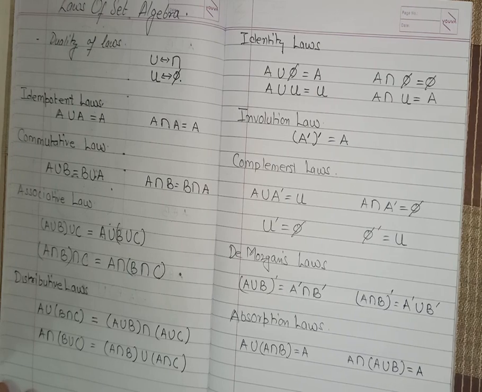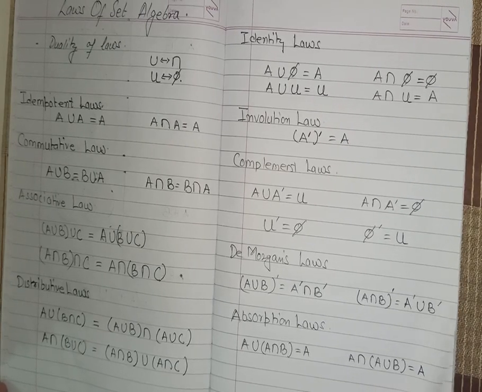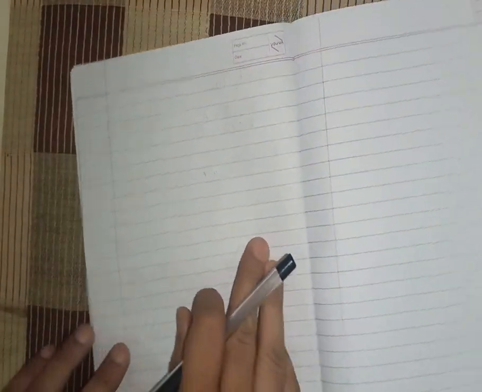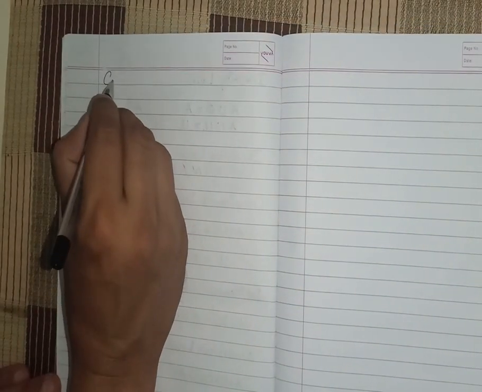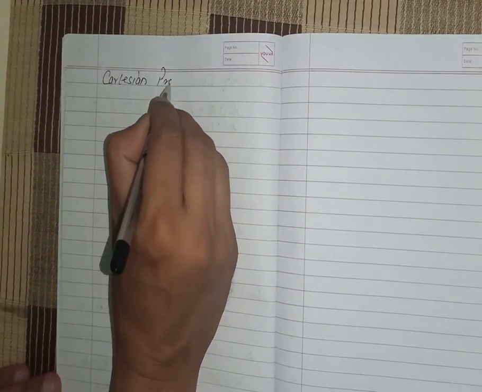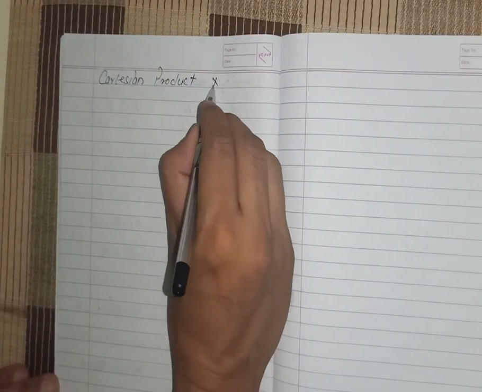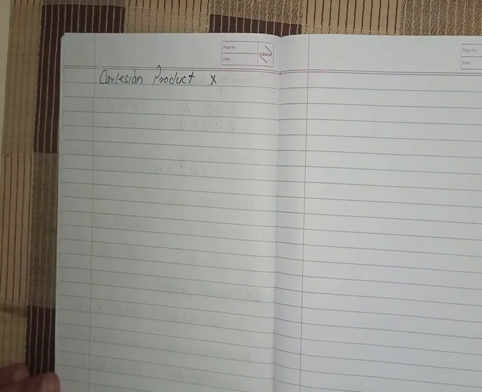Now relations, before I go into relation, there is one operation that I forgot, which is very important from the point of view of relations, and that operation that is defined on the sets is called the Cartesian product. And it is denoted by the symbol cross.